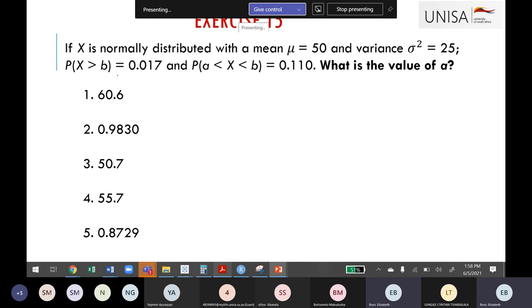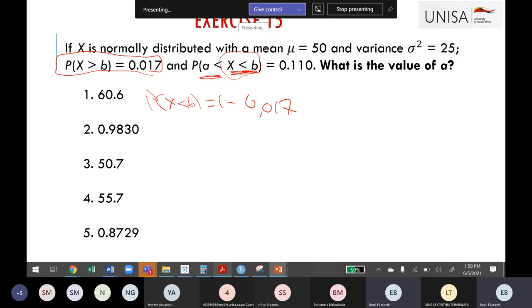They are saying to you that the probability of X greater than B is that. Here they also give you the probability of A less than. So we know that if we need to find this probability, the probability of X less than B would have been 1 minus 0.017. So we would have found this probability. The only thing that we need now is this probability.